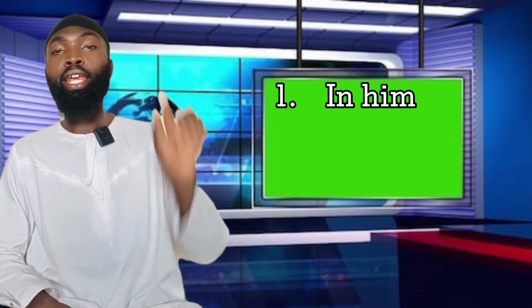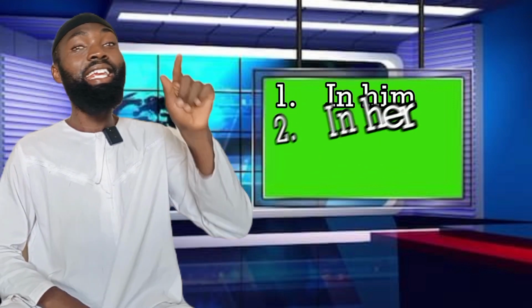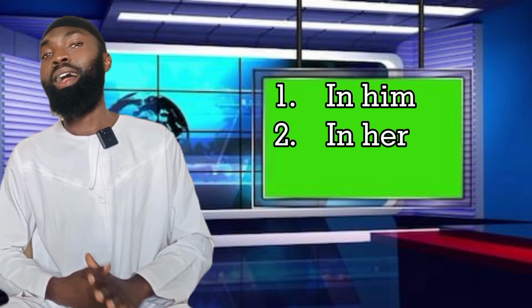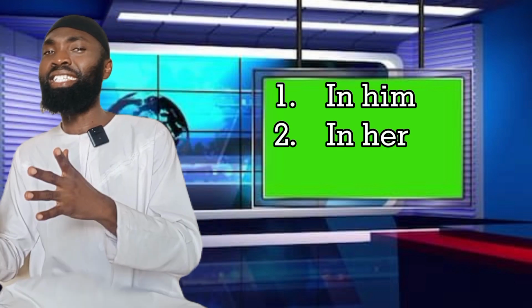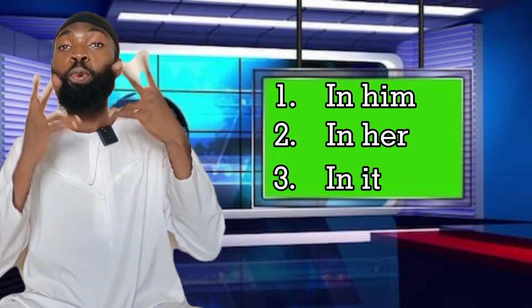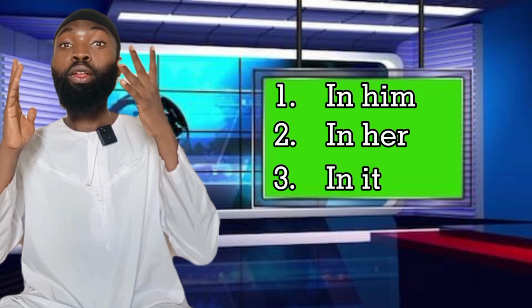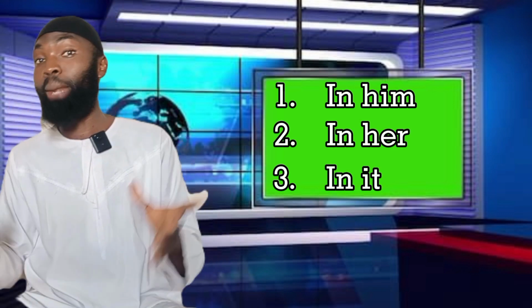The first phrase we have here today is "in him." Then the second is "in her," and the last is "in it." You can see this is very simple. In the English language, you just have two words joined together in each of these three phrases. Can we go on to solve this and bring the Arabic equivalent?